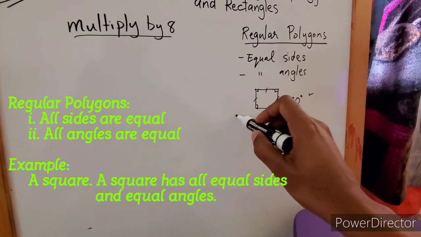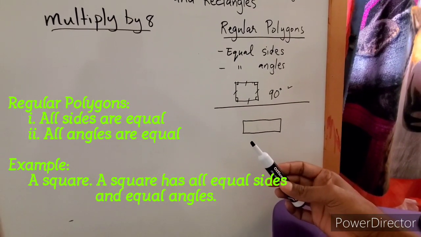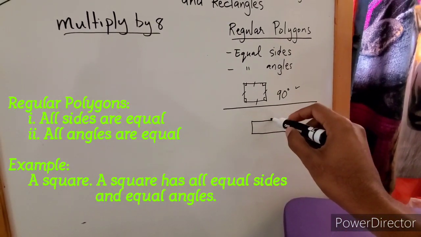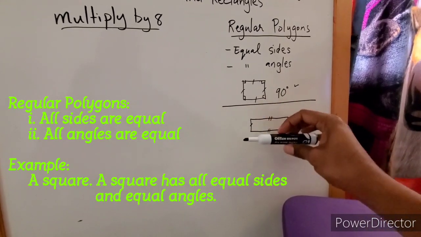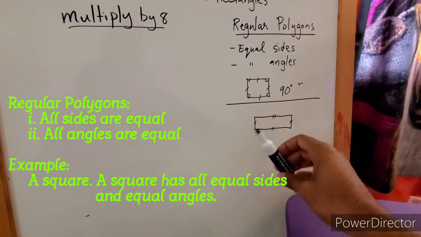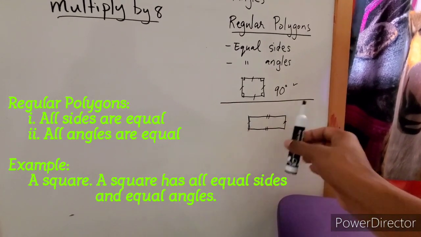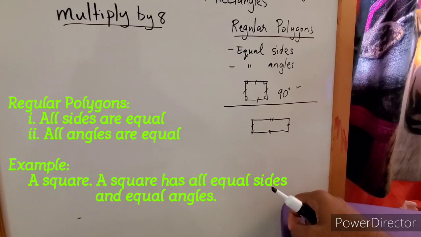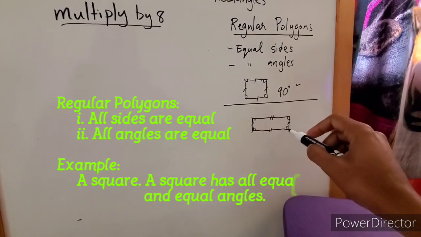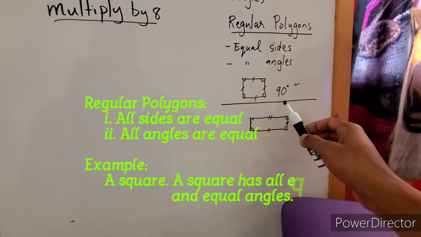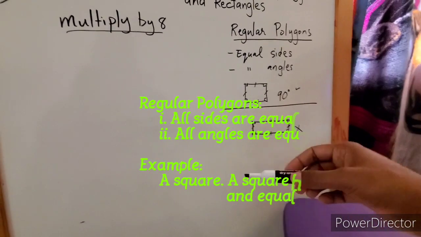What is not a regular polygon is a rectangle, so don't confuse the two. A rectangle is not regular because not all the sides are equal. Opposite sides are equal: the top and the bottom are equal to each other, and the left and right sides are equal. However, the angles are equal. There are 4 right angles, and right angles measure 90 degrees each. The rectangle is not regular because the sides are not all equal.